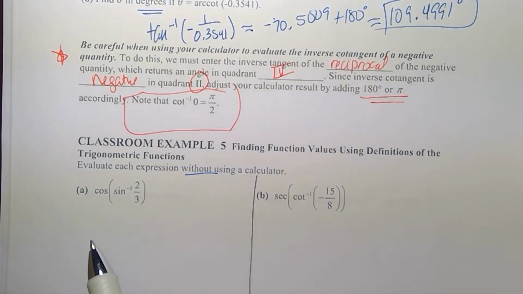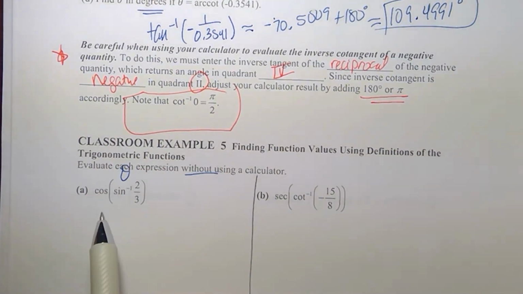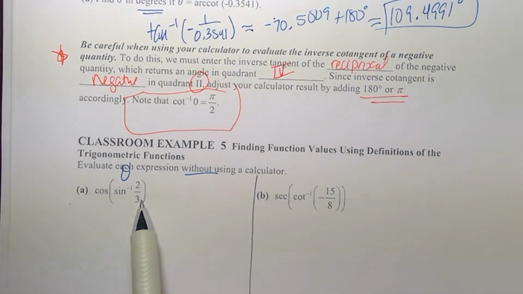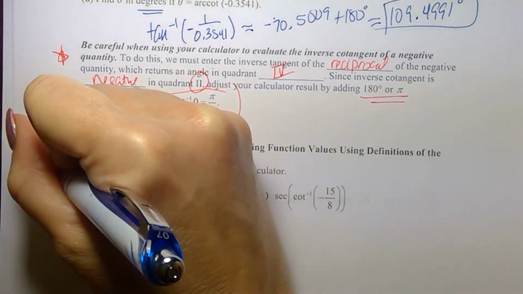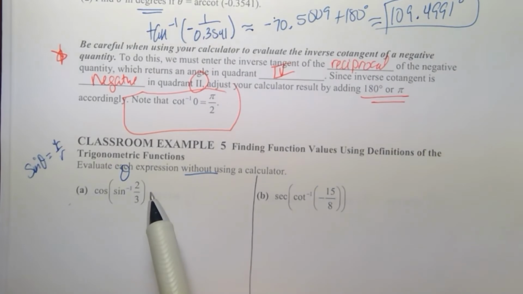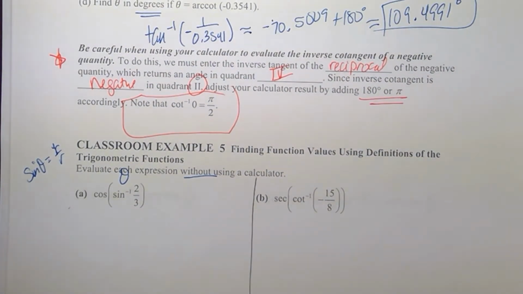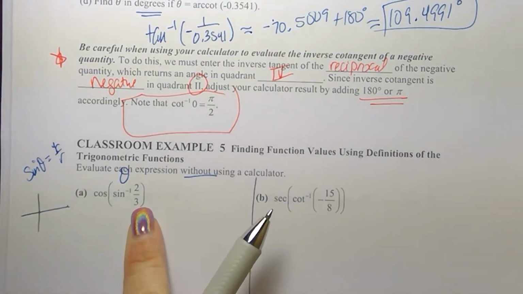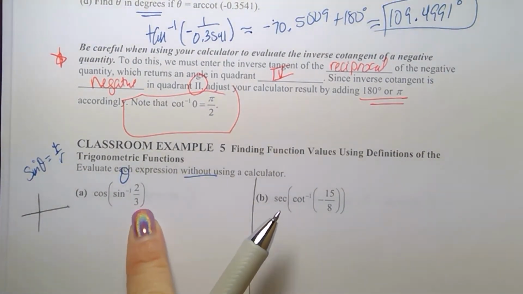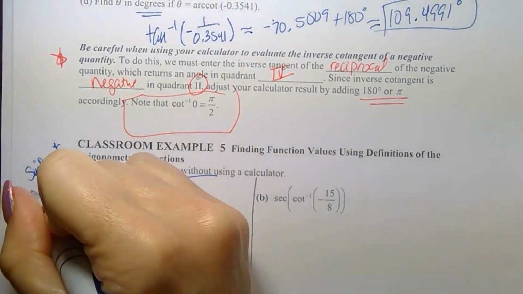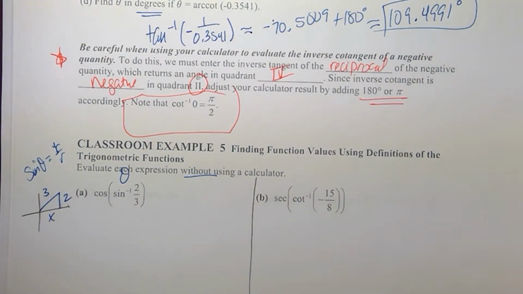So what I'm asked here is to find the cosine of some angle theta, and theta is an angle whose sine function value is 2 over 3. Well, sine of theta is y over r. So when I'm given a sine function value of 2 over 3, I know y and I know r. My sine function value is positive. I know that sine inverse is positive in quadrant 1, so there's my angle. Y is 2 and r is 3. I need to know x.